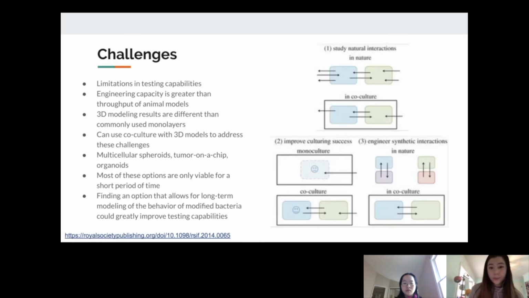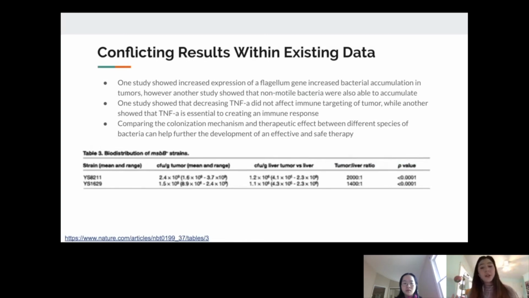Another challenge that they talk about, which shows the nature of what a review paper is able to do by comparing the results of many different existing studies, is that they take a look next at the conflicting results within existing data in a couple of different places. One that they reference is the role of motility. There have been conflicting results on the role of motility in tumor colonization by bacteria.